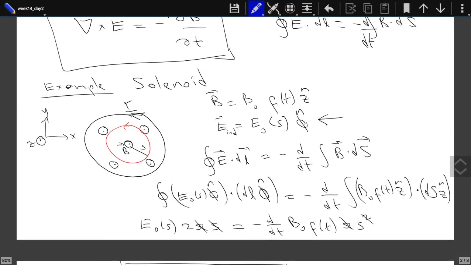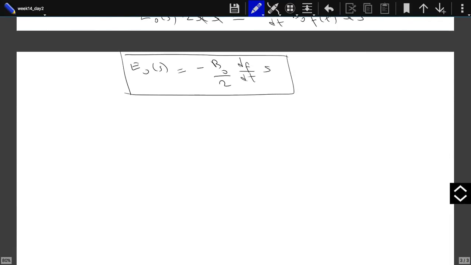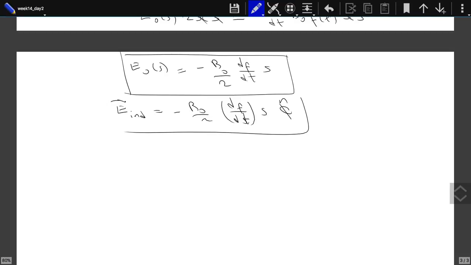Well, you see, we started by showing that the electric field should be in the phi hat direction, either plus phi hat or minus phi hat. So the induced electric field is minus B0 over 2 dF by dt times s in the phi hat direction. And this minus sign basically tells us that, at least if the B field is increasing, then the induced electric field is in the minus phi hat direction, in the opposite direction.